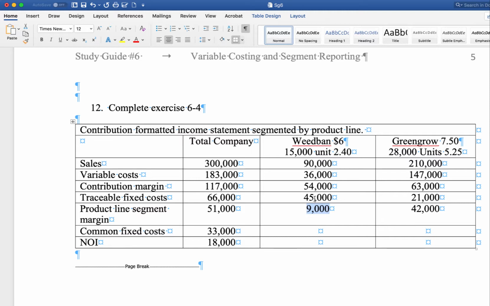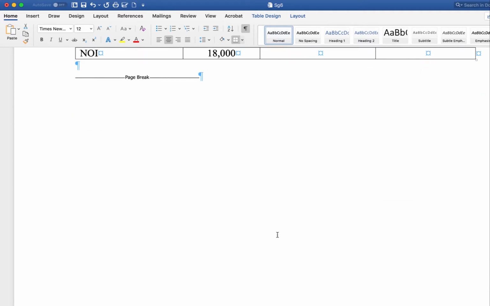So if we get rid of weed ban, well, we'd be okay, right? Because we'd have $42,000 of the green grow product line segment margin to cover those common fixed costs, right? So just keep that in mind.